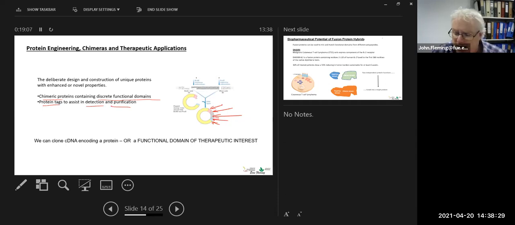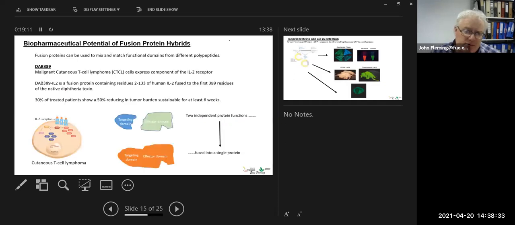So let's, I suppose, briefly speak about two examples in relation to this. The first is the production of a chimeric protein, or an engineered fusion protein, that mixes and matches functional domains from different polypeptides. So in this case, I'm going to talk about DAB389, and this is used in the treatment of malignant cutaneous T-cell lymphoma.